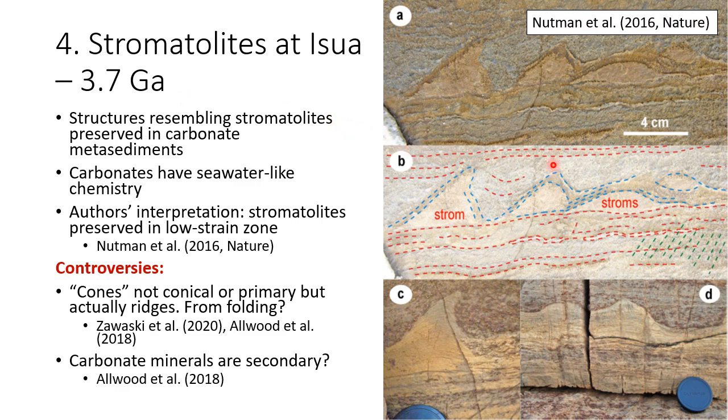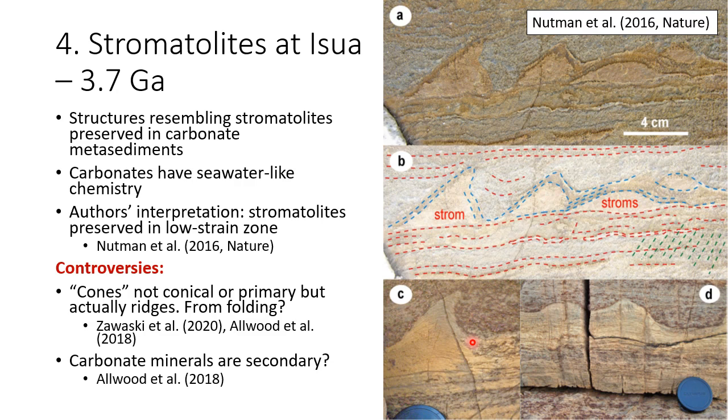To preserve original sedimentary bedding, you can see these fine laminations here, and these features which they interpret as stromatolites. They look conical on this particular outcrop here, and they contain carbonate minerals that have chemistry somewhat like seawater.